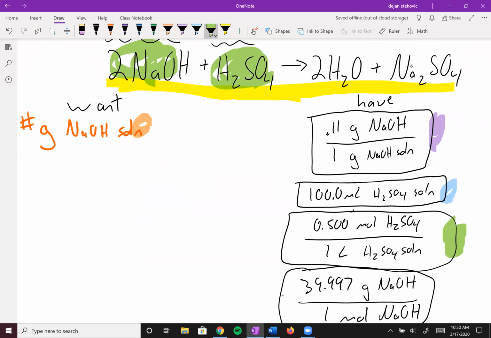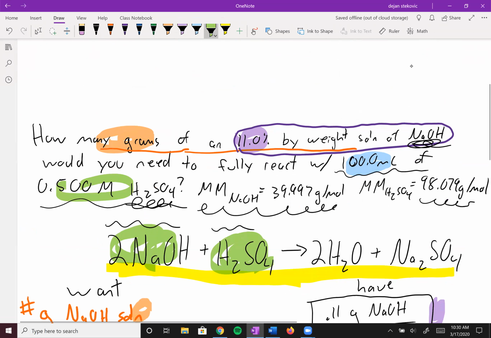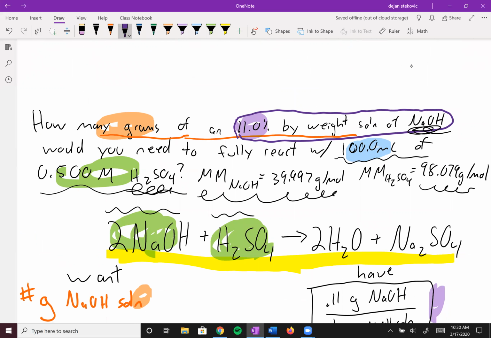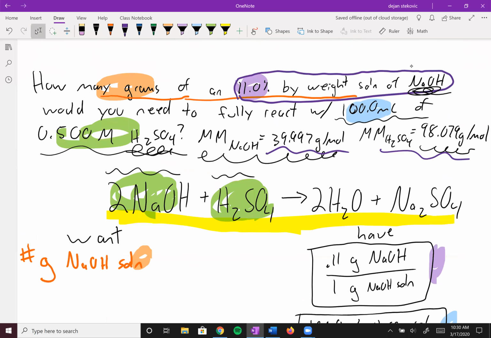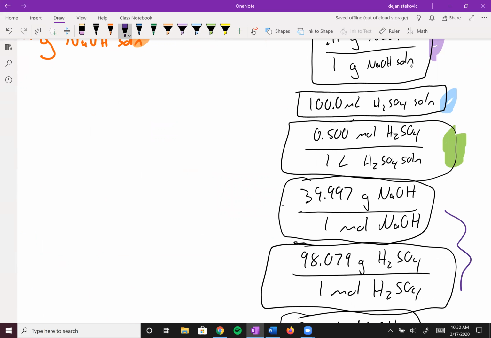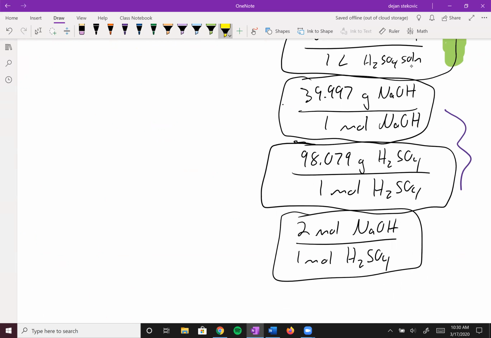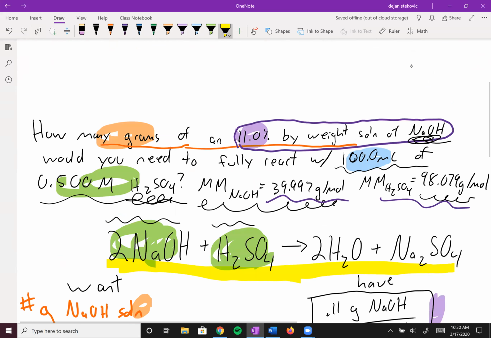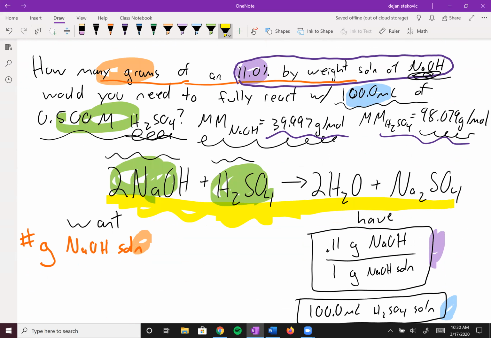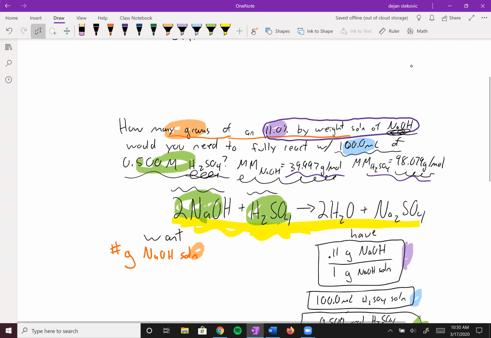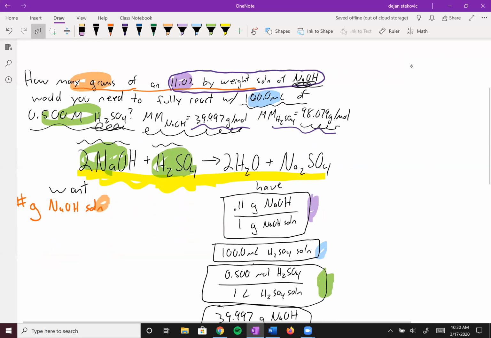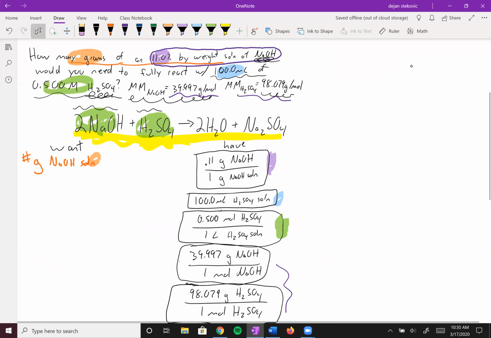The H2SO4 concentration came from here. And then we got these molar masses as well, right? We got these molar masses as well that we used here. And then finally, we got our mole to mole conversion from this problem right up here. So lots and lots of data to use. This problem can be pretty intimidating, but if you write out what you want, what you have, you can just start piecing them together.